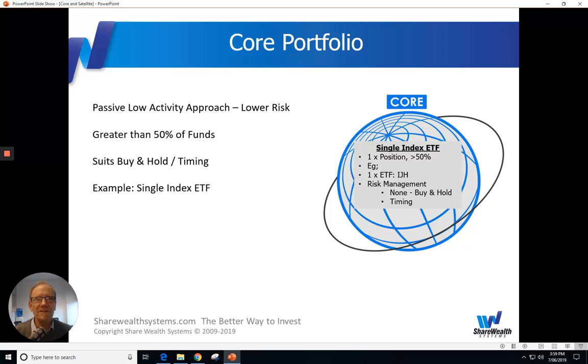In terms of the risk management, the core portfolio, depending on your timeframes, might use absolutely no risk management. That is, it takes a full-on buy and hold approach. That's typically best suited for somebody who has a long investing horizon. Obviously, as you get closer to retirement and in retirement, you need to be aware of sequence of returns risk, and that's where timing becomes the risk management strategy.